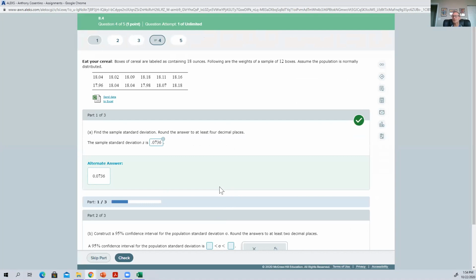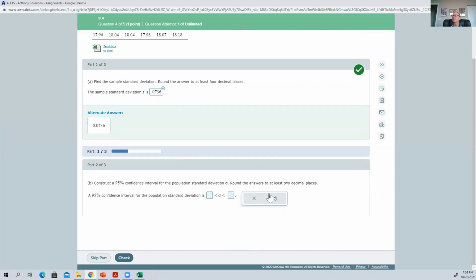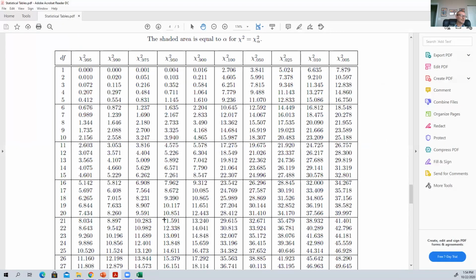So let me get to the next section, right? And so here's where we're doing our confidence interval with the standard deviation aspect of it. And it says round the answers to at least 2 decimals. So what is the first step? Well, we have a 95% confidence interval, right? And so we need to find those 2 chi values, right? And so you go to the table, and our degrees of freedom is 11. So that's the n minus 1, which is 11.